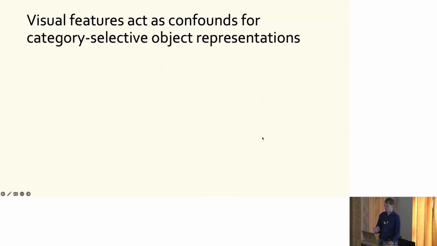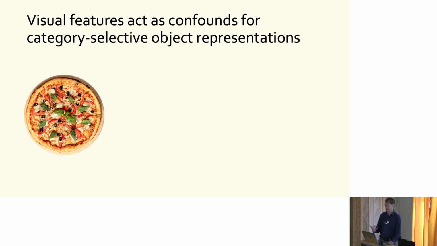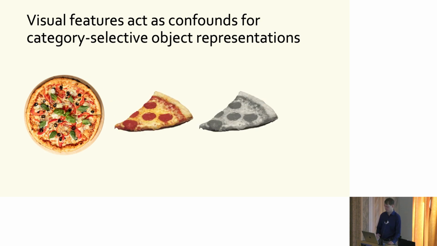And in this view, visual features would then, in a sense, act as confounds if you're really interested in understanding these category selective object representations. You really want to make sure that you take into account these basic visual features. So let's take the example of, let's say, a pizza selective region. If you want to find a region that's really only responding to pizza, then you also want it to be responding selectively to different types of pizza. You may want to also have it respond selectively when you take away the color of the pizza, or even when it's just a depiction of a pizza, right?